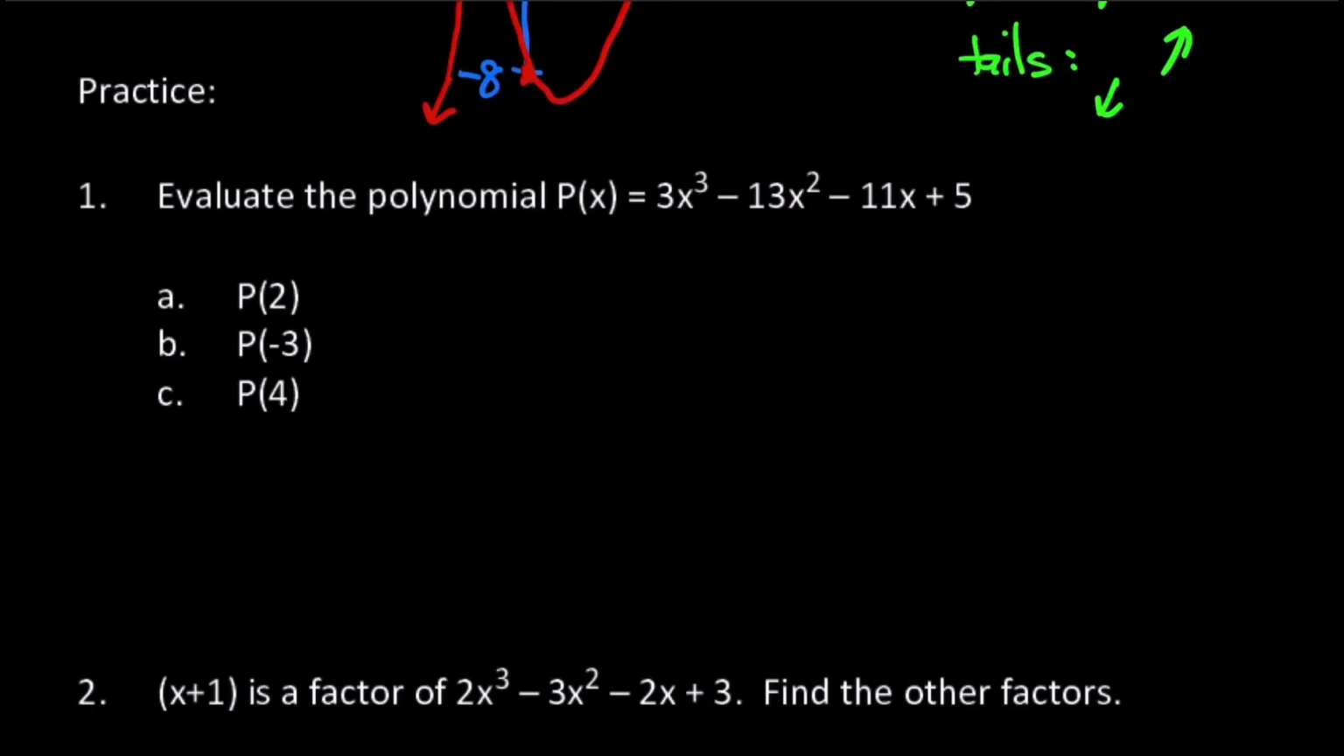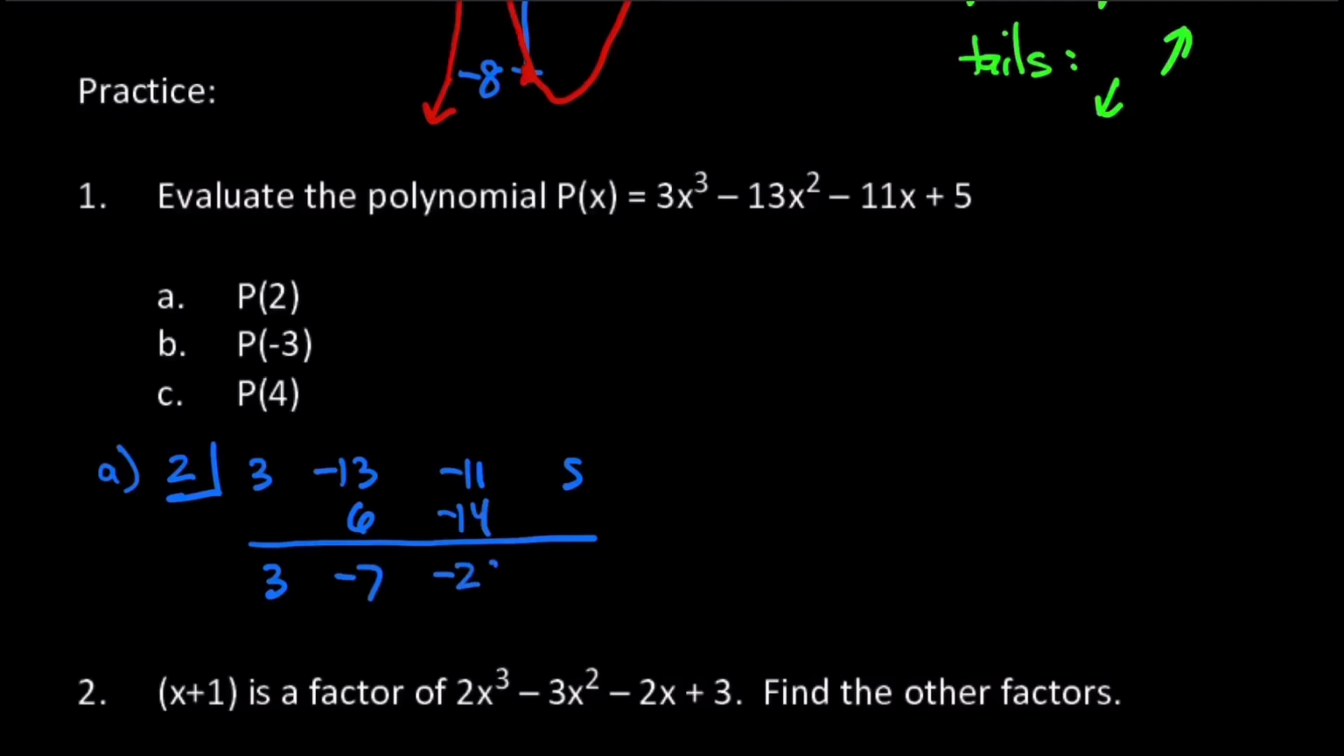So we're just going to do synthetic division 3 times. All right, so let's do, I'll do a over here. 2 is going to go in the box. My coefficients are going to be a 3, a negative 13, a negative 11, and a 5. All right, so 3, negative 13, negative 11, and 5. Bring down, multiply, add, multiply, add, multiply, add. P of 2 equals negative 45.